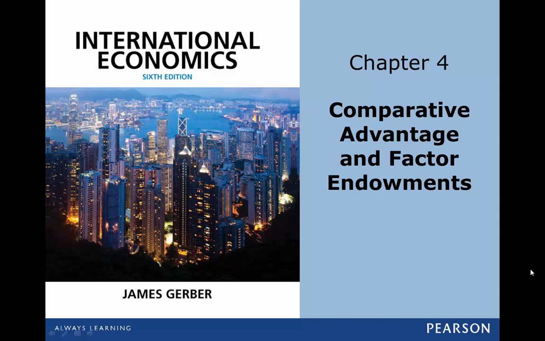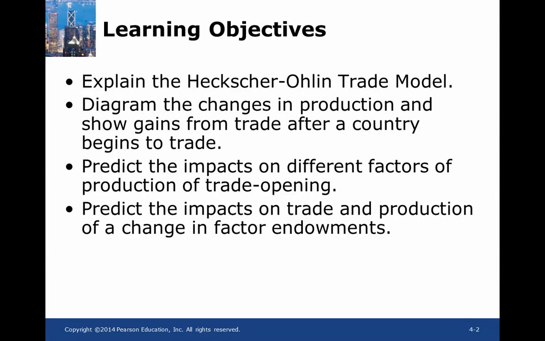This is Professor Gita Shah teaching you Chapter 4 today. Chapter 4 is on comparative advantage and factor endowments. After finishing this chapter, you will be able to explain the Heckscher-Ohlin trade model.